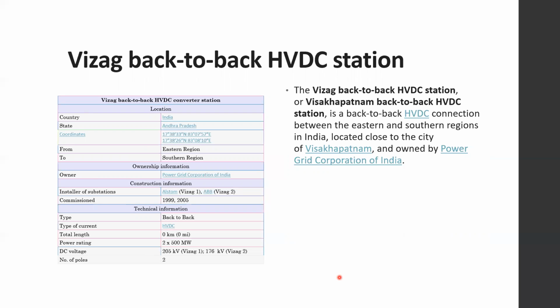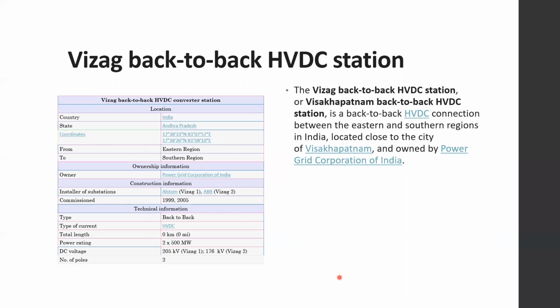It has two substations, namely Vizag 1 and Vizag 2, commissioned in 1999 by Alstom and later in 2005 by ABB, which have a power capacity of 500 megawatts and a DC voltage of 205 kilovolt at Vizag 1 and 176 kilovolt at Vizag 2. It consists of two independent poles.